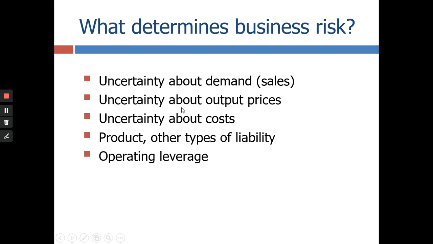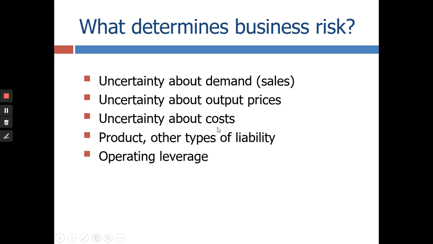Second, uncertainty about the output price. If you're sure you are selling a product at 5 ringgit, and you know it's not going to change, then you have no business risk. But if you're not sure, the output prices or the selling price could reduce. So that is another business risk. You're not sure how much sales you're going to make, and you're not sure how much you can sell a product for.